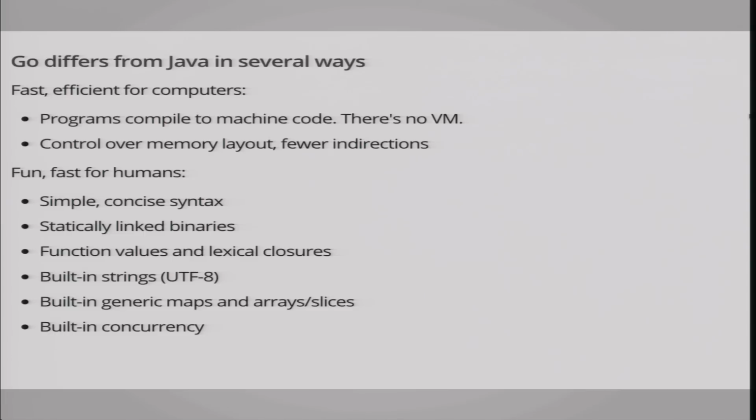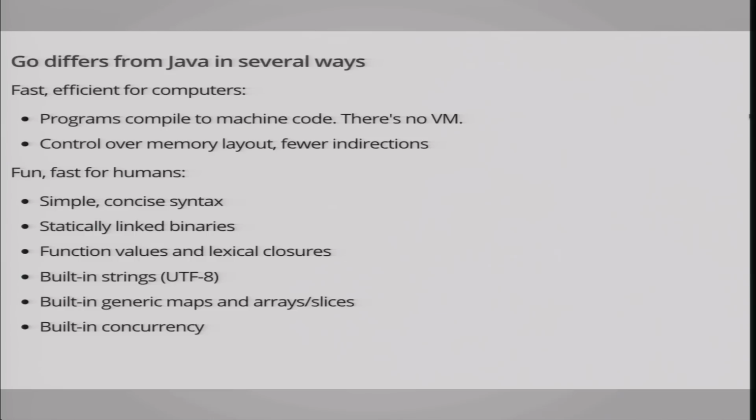Go differs from Java, again comparing to Java, not the other languages, in several ways. On the fast, efficient-for-computers axis, Go programs compile to machine code. There's no VM, and this means that we can optimize for the architecture. We also produce statically linked binaries, which means you can compile your program, copy it to the machine you want, and run it. You're not pushing a whole bunch of dependencies around. This also means you can cross-compile for the destination architecture, so you can build a Windows binary from your Mac and copy it over there and run it. This makes deployment a breeze.